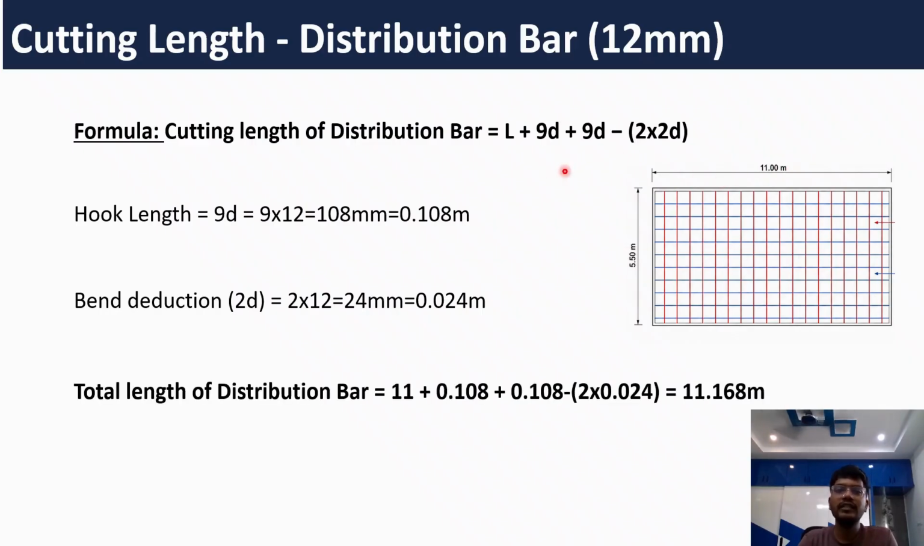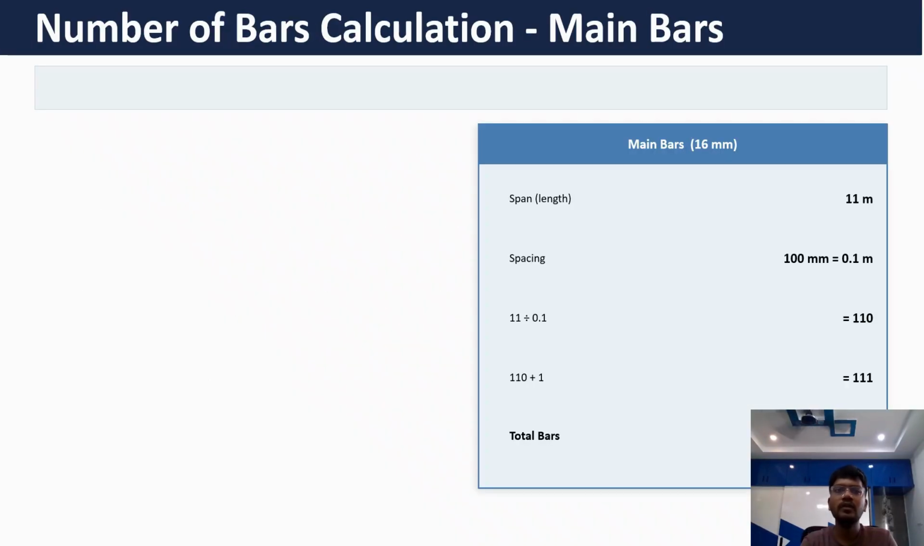So substitute these three values to get the total length of distribution bar. 11 plus 0.108 plus 0.108 minus 2 times 0.024, which equals 11.168 meter. So the cutting length of one distribution bar is 11.168 meters. Now let us calculate the number of bars required. This is another very important site calculation.